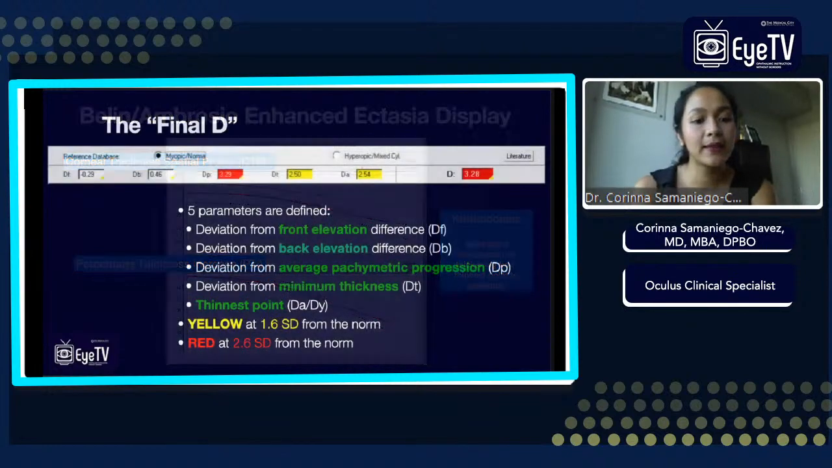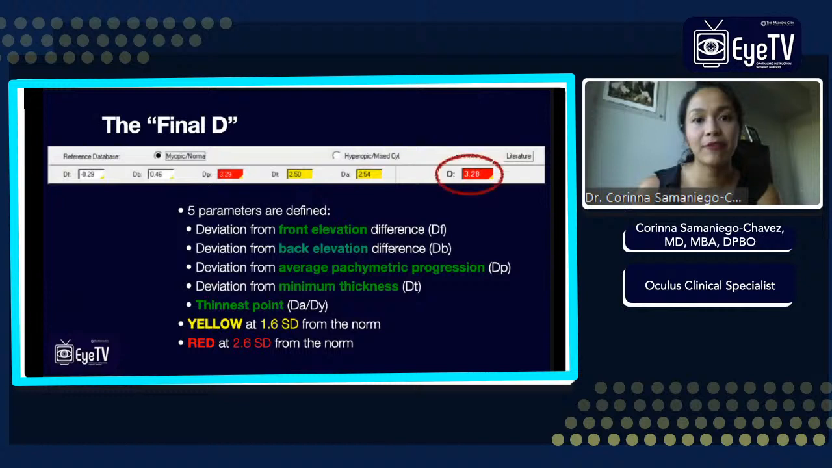The display then creates a final D from these 5 deviation parameters. And these are based on a normative database of either myopic or normal, or hyperopic and mixed astigmatism populations, depending on which you choose. The final D then indicates how many standard deviations from the mean your patient is situated, and therefore the likelihood that your patient has ectasia. The box will be colored yellow if suspicious and red if high risk for ectasia.